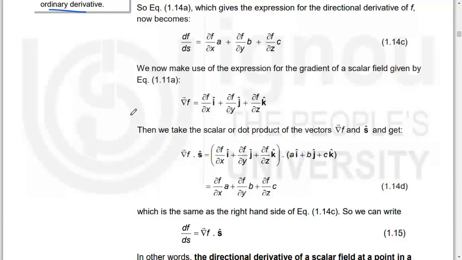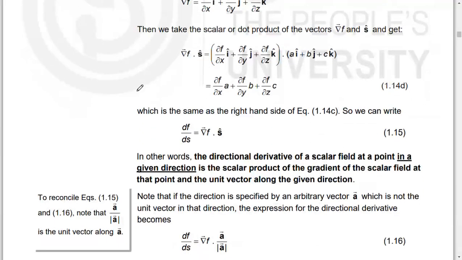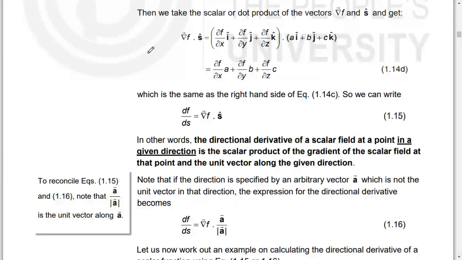Then we take the scalar or dot product of the vector del f and s cap and get del f dot s cap equal to df by dx i cap plus df by dy j cap plus df by dz k cap dot a i cap plus b j cap plus c k cap, equal to df by dx a plus df by dy b plus df by dz c, which is the same as the right hand side of equation C. So we can write df by ds equal to del f dot s cap.